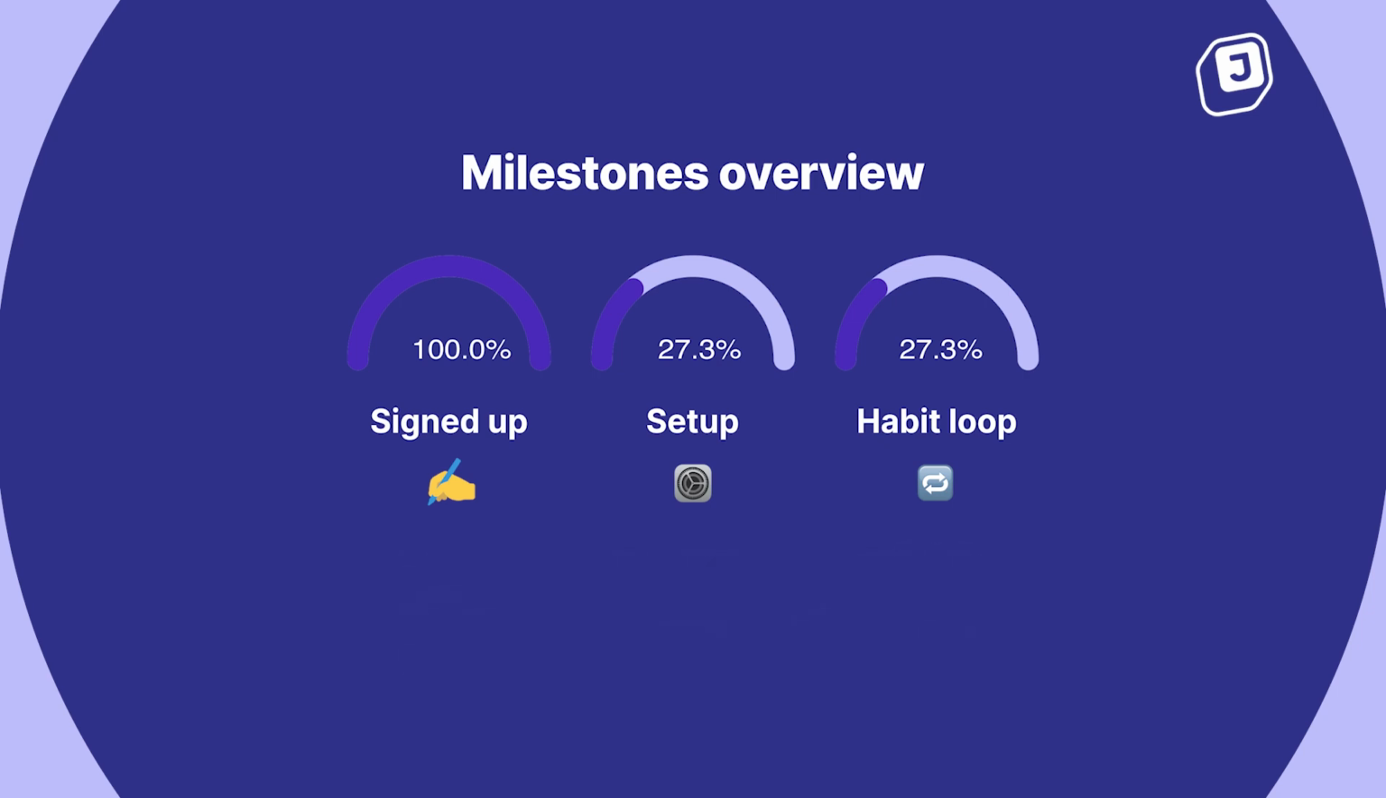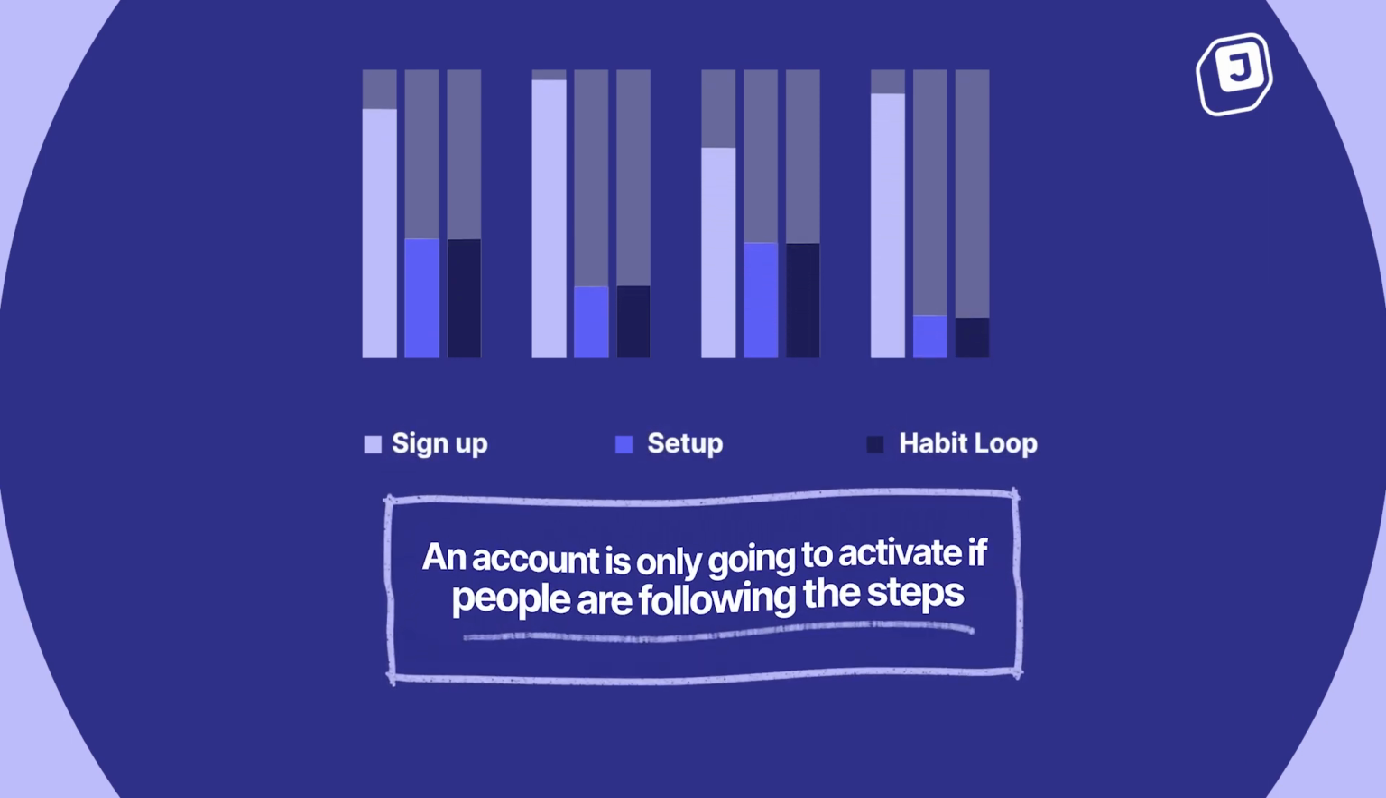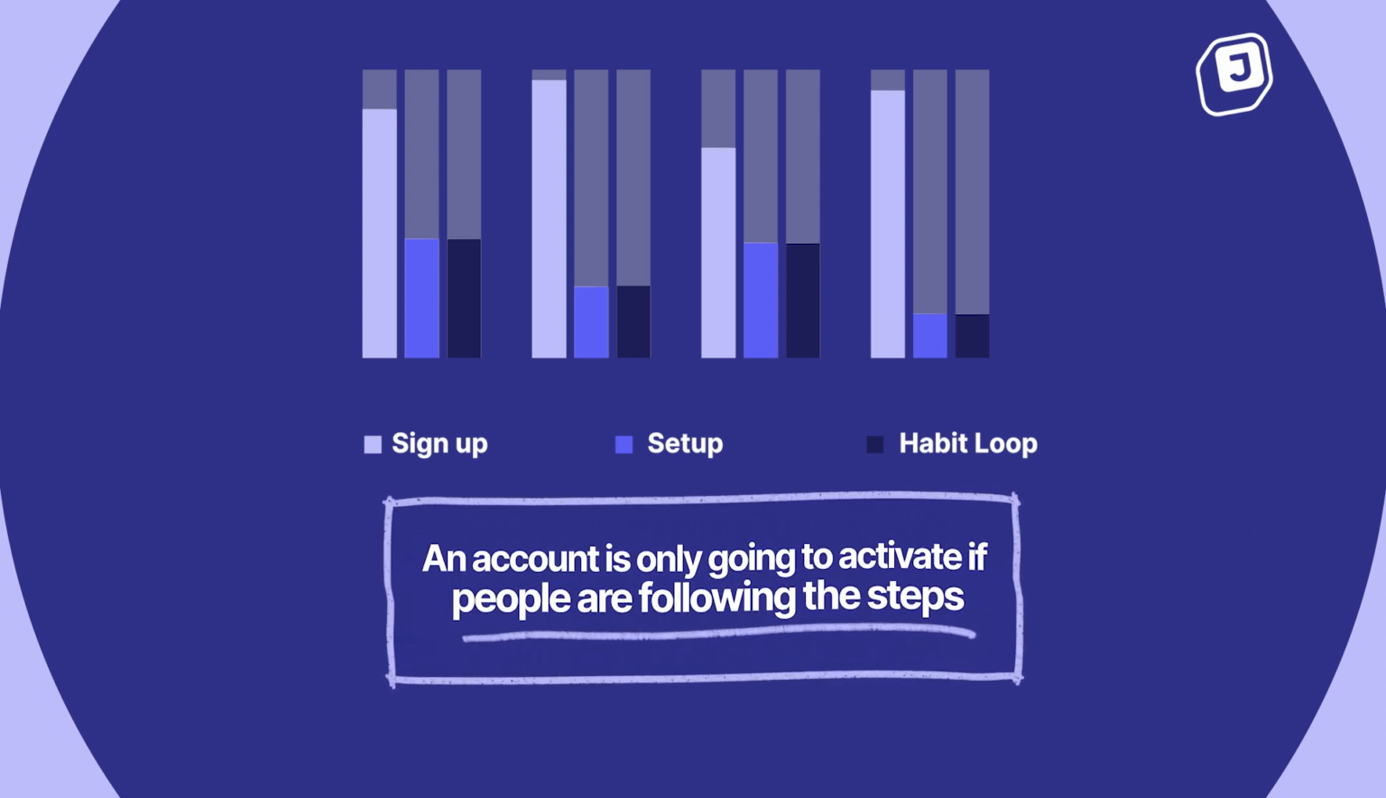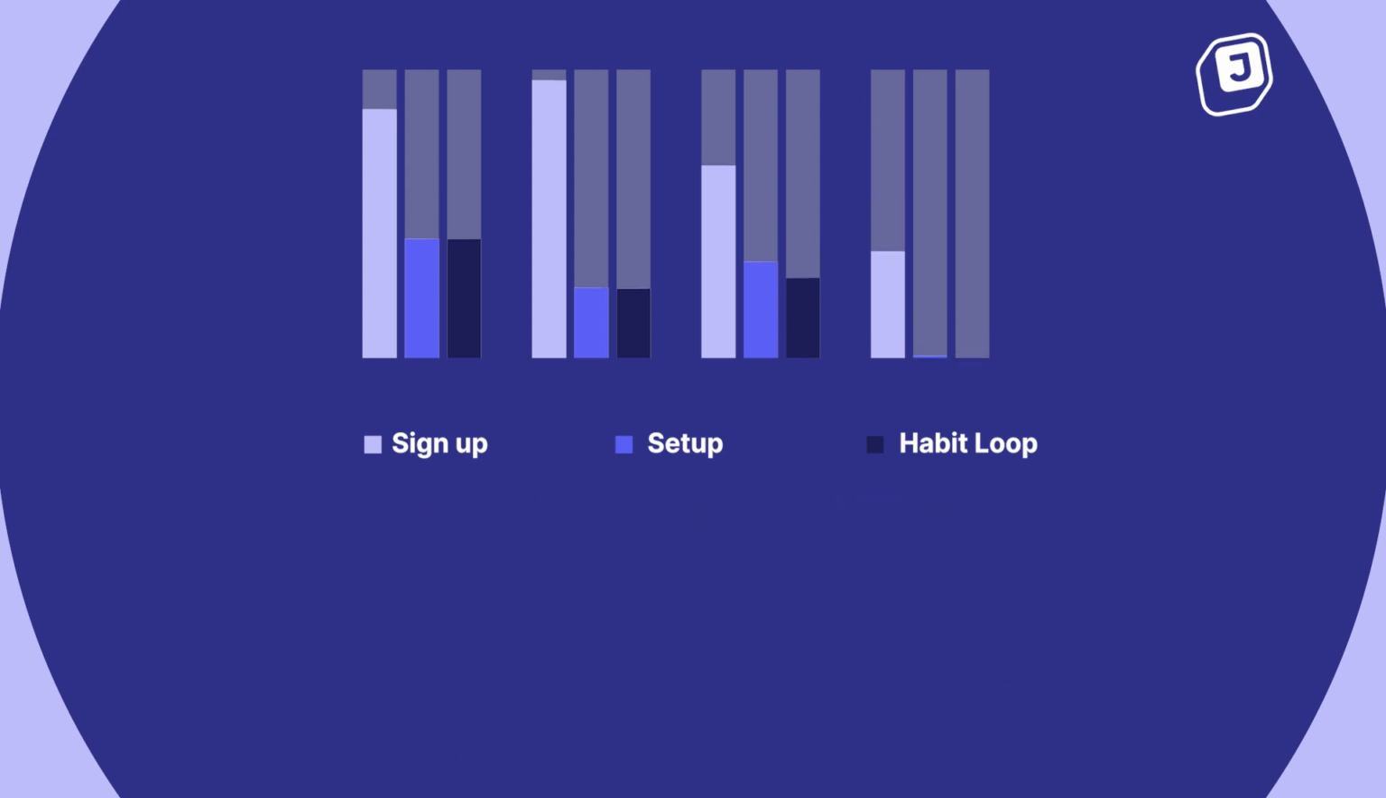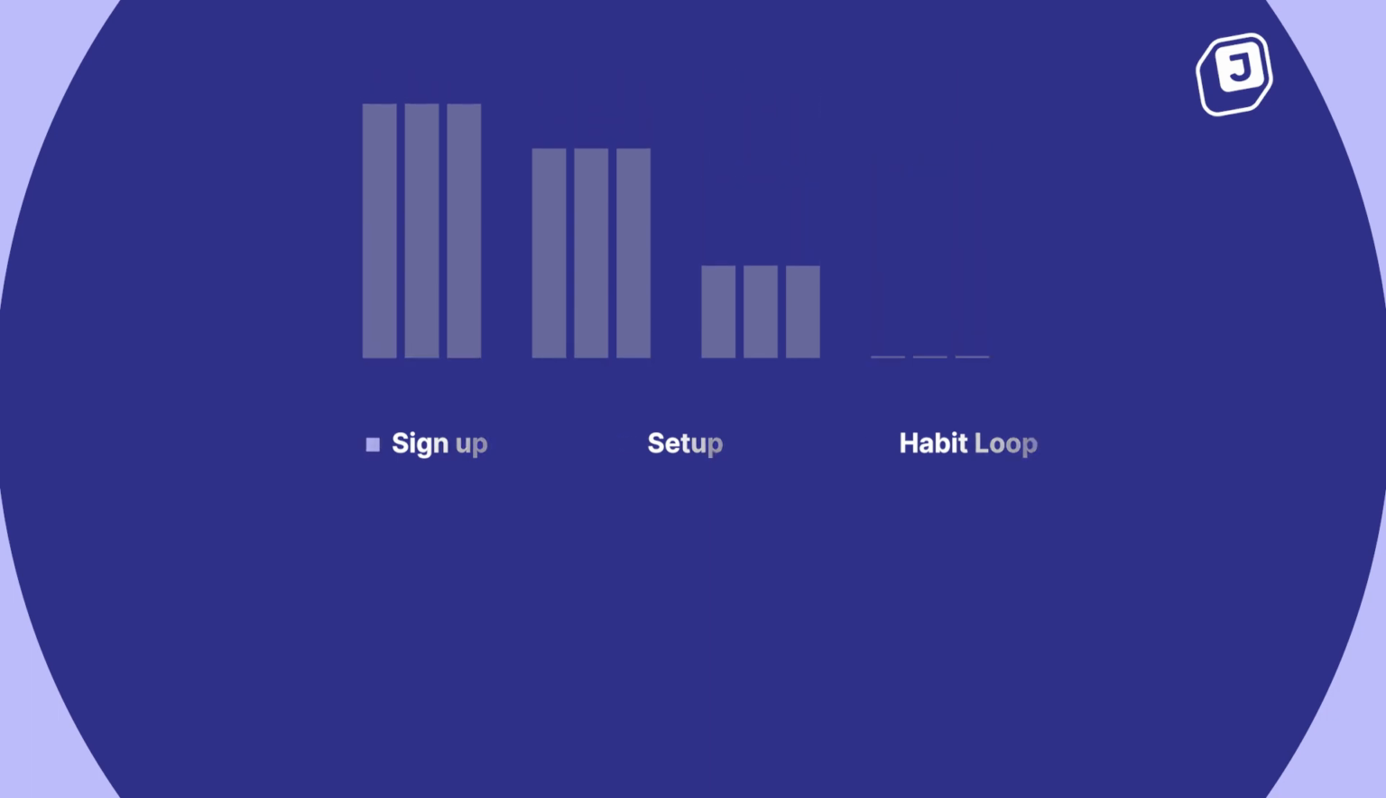Things become a bit more complex when you're a B2B SaaS because potentially an account is only going to activate if a certain amount of people are doing certain things. So you may have a threshold on the number of admins doing something, or you may have an admin doing the setup and then an end user using the product. So the dynamics can be a little bit more complex.